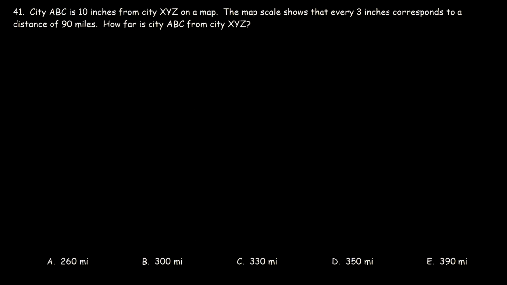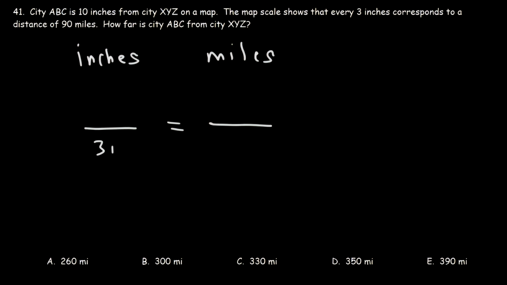41. City ABC is 10 inches from city XYZ on a map. The map scale shows that every 3 inches correspond to a distance of 90 miles. How far is city ABC from city XYZ? So once again, we need to set up a proportion between the distance in inches and the distance in miles.